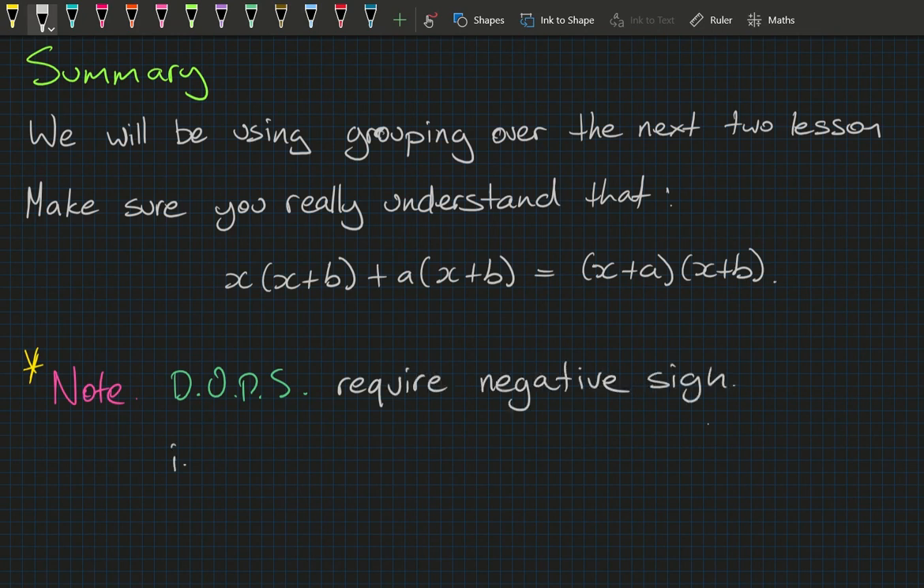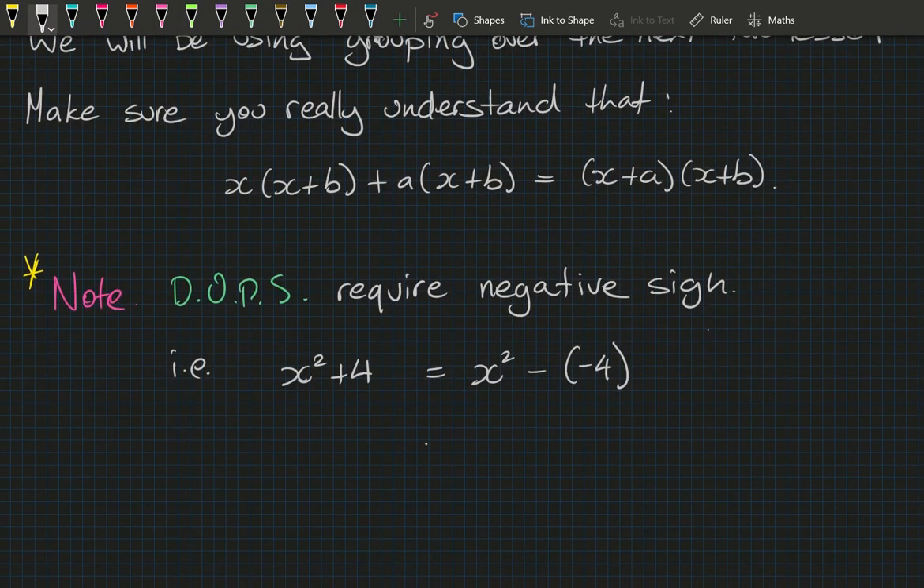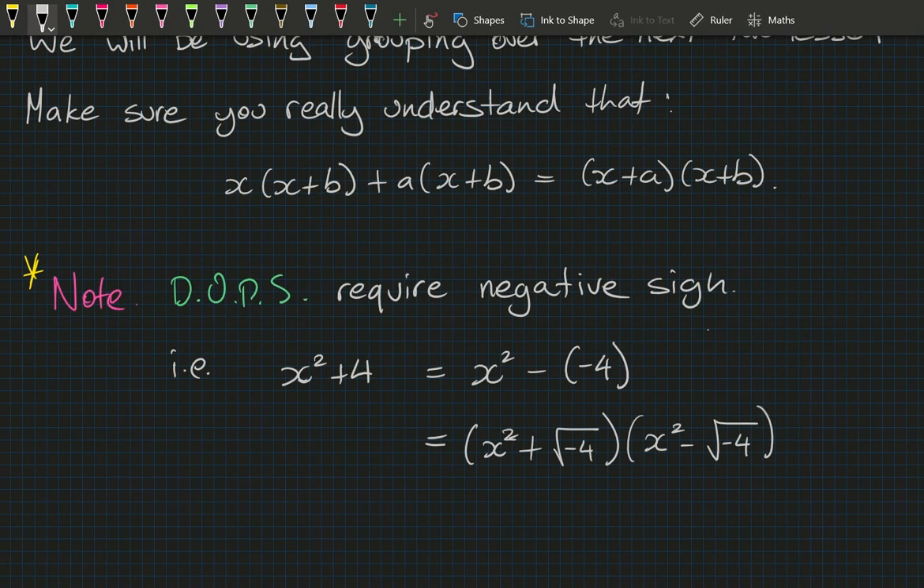So what I mean by that is if we took x squared plus 4, well, that's equal to x squared minus negative 4. And then using what we know, that ends up being x plus the square root of negative 4 times x minus the square root of negative 4. And hopefully you know by now that the square root of a negative number is not a real number. So it is really important that there is that negative sign there.